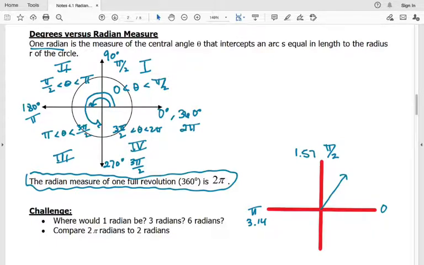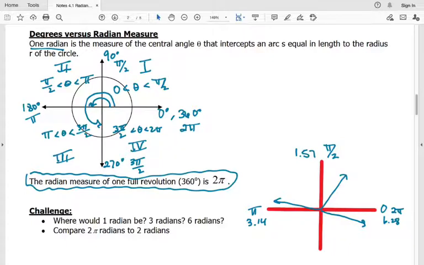3 radians would be over here in quadrant 2. 6 radians, remember 2 pi would be about 6.28, so 6 radians would be about right here. All right, so let's move on a little bit.